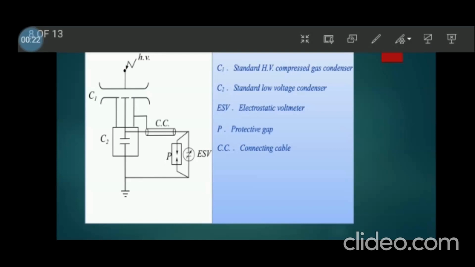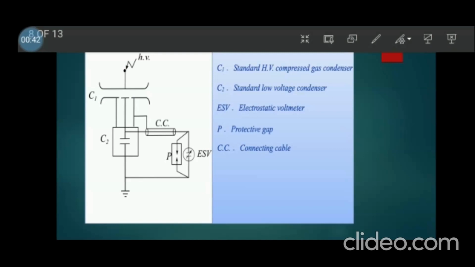Capacitor C2 is a standard low voltage condenser having mica or paper dielectric material. This capacitor is also enclosed inside a box, which is a shielding box used for preventing stray capacitances from interfering with the measurements. The next important element of the circuit is the high impedance voltmeter or electrostatic voltmeter.